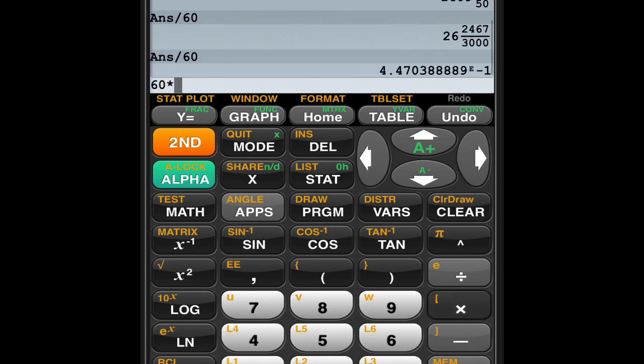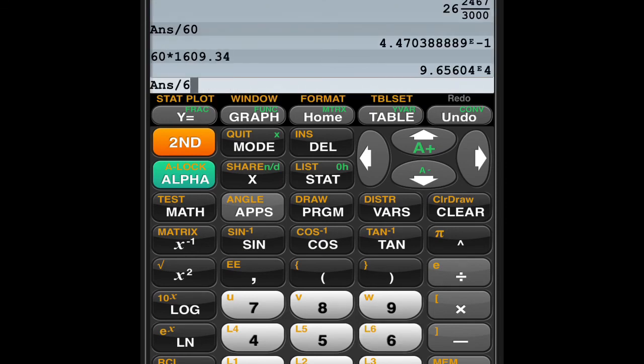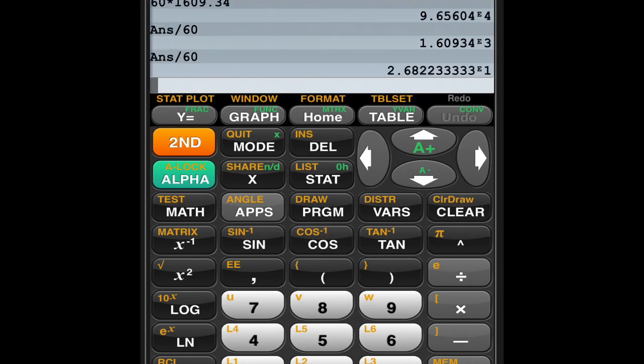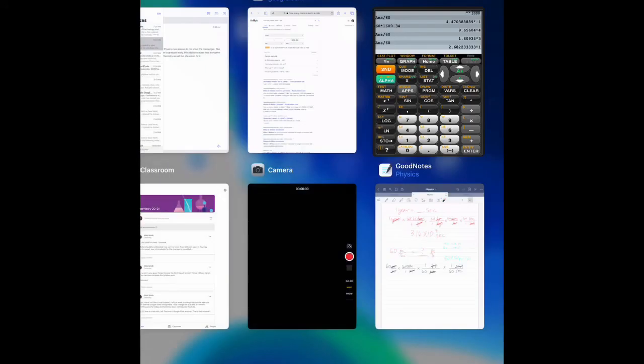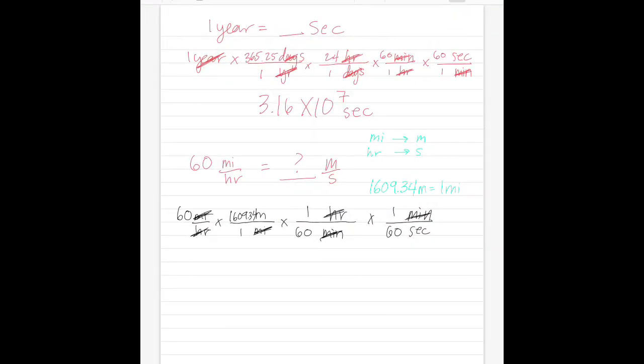So 60 times 1,609.34, hit enter, divide by 60, hit enter, divide by 60 again, and hit enter. Okay, that's correct. 2.68 times 10 to the first. Oh, that's in laser pointer. Hold on. 2.68 times 10 to the first. And that is in meters per second. So if you wanted to put that into non-scientific terms, that would be 26.8 meters per second.